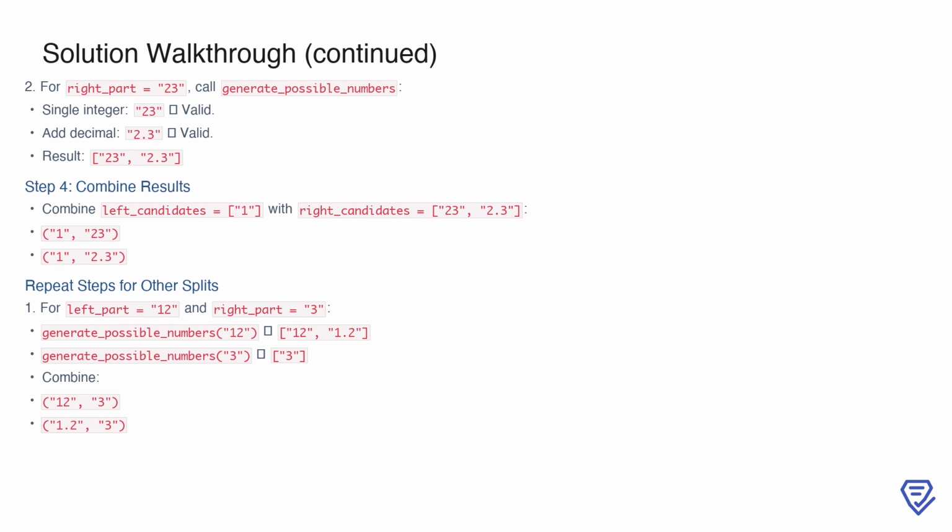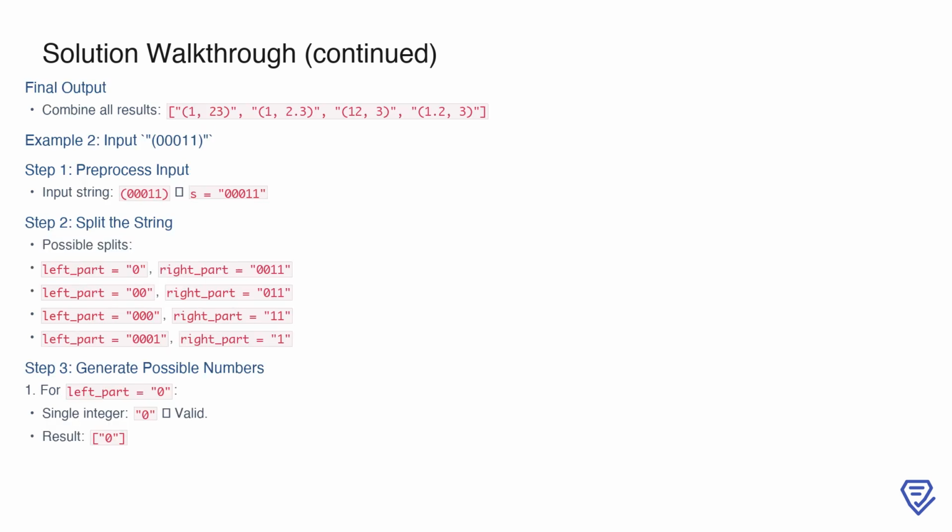Repeating this process for the other split, where the left part is 12 and the right part is 3, we find that 12 can produce 12 and 1.2, and 3 results in 3. Combining these, we get coordinates (12, 3) and (1.2, 3). After combining all the results from the different splits, we arrive at the final output for this example. The possible valid coordinate pairs are (1, 23), (1, 2.3), (12, 3), (1.2, 3).